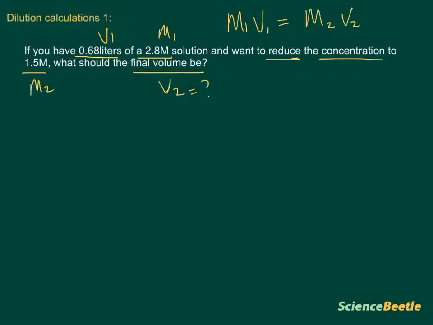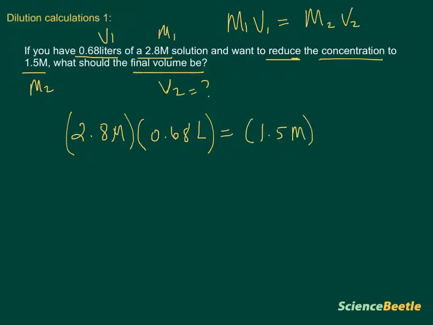Now I want to plug everything into the equation. We'll begin with our M1, which is going to be 2.8 molar. We're going to multiply this times the volume of the first, which is 0.68 liters. This is going to be equal to the concentration of the second solution, the final solution that we want, which is 1.5 molar, multiplied by the volume that we want. In this case, we don't know, so we'll leave it as V2. Since we're looking for V2, here's our question mark. We need to solve that.